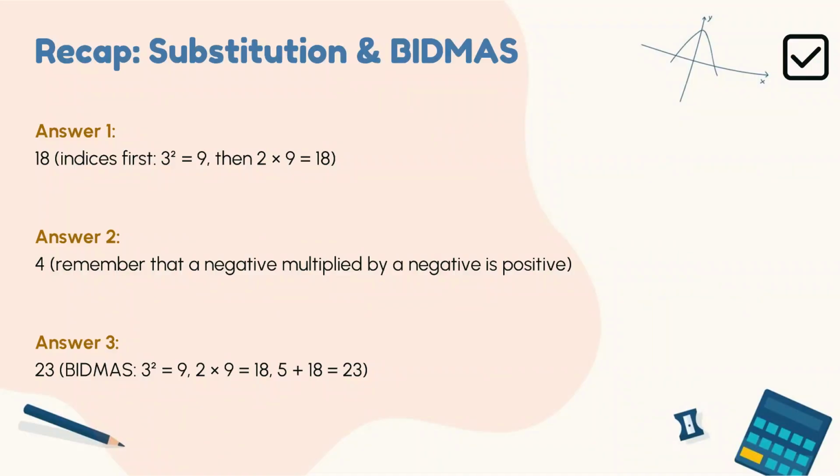Let's check the answers. For question 1, x equals 3, so 2x squared becomes 2 times 3 squared. We do the index first, so 3 squared is 9. Then 2 times 9 is 18. For question 2, a equals negative 2. Negative 2 squared is negative 2 times negative 2, which equals positive 4. For question 3, we calculate the index first. 3 squared is 9. Then 2 times 9 is 18. Finally, 5 plus 18 equals 23. So the answers are 18, 4, and 23.